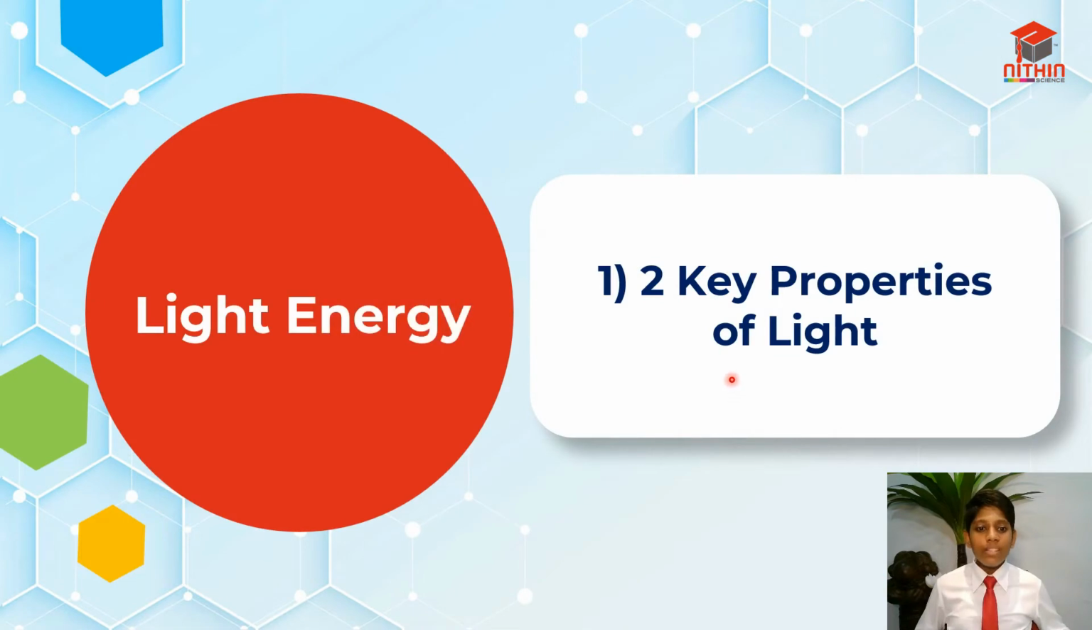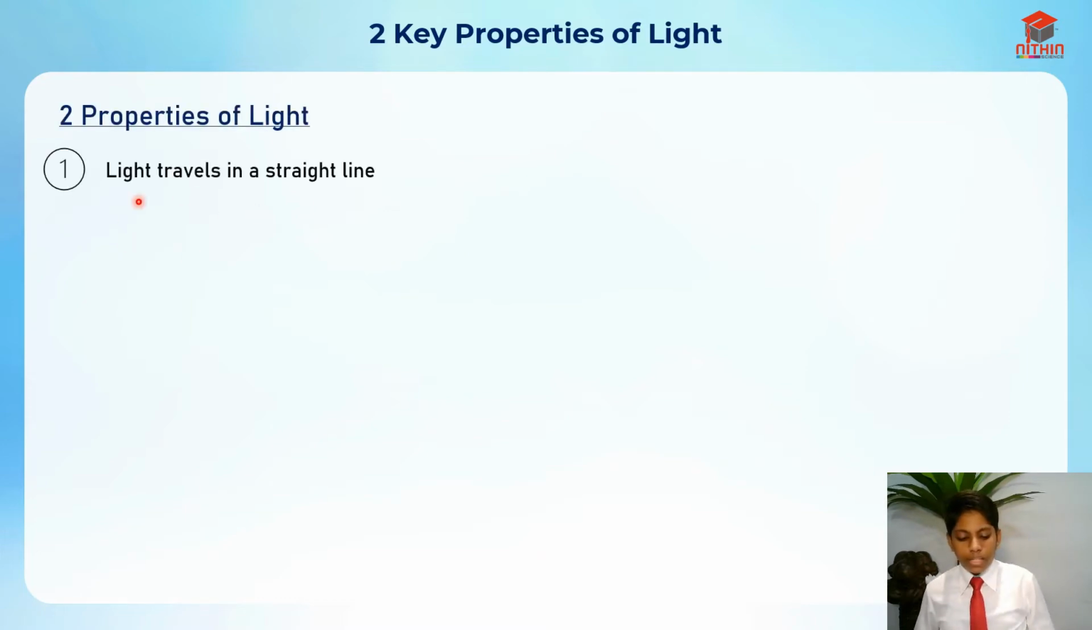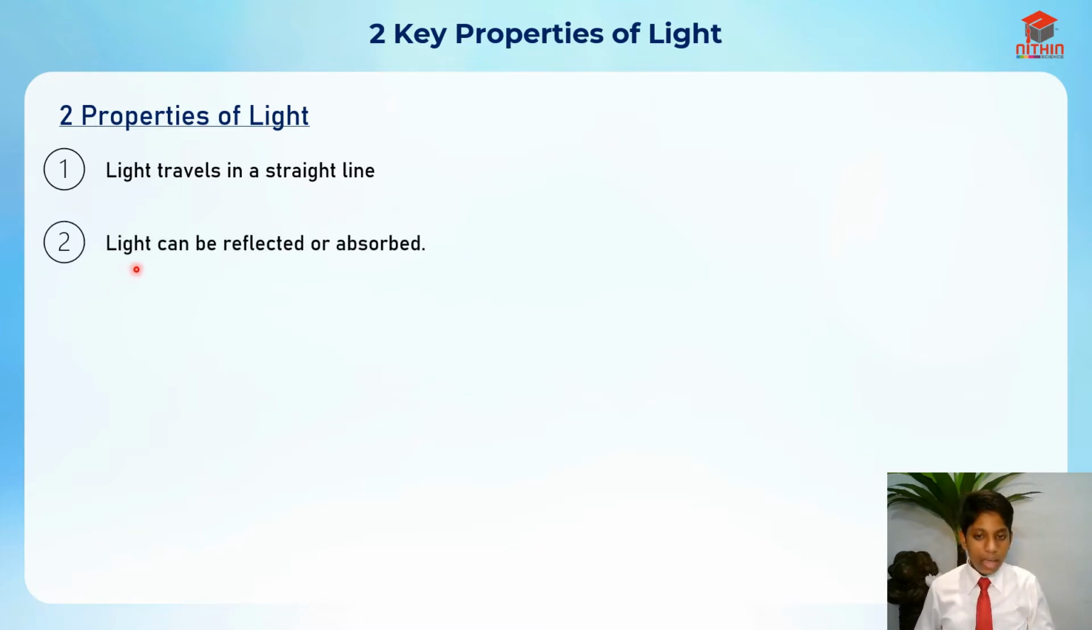For the first segment of this video, I'm going to go through two key properties of light. The first property is that light travels in a straight line. The second property is that light can be reflected or absorbed.